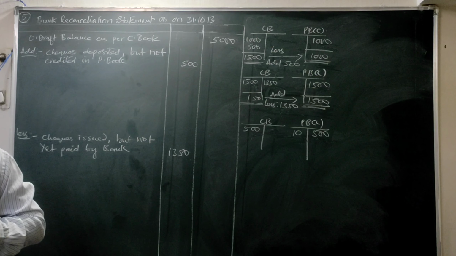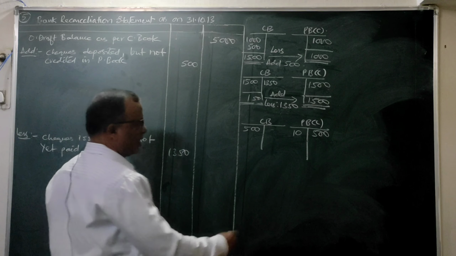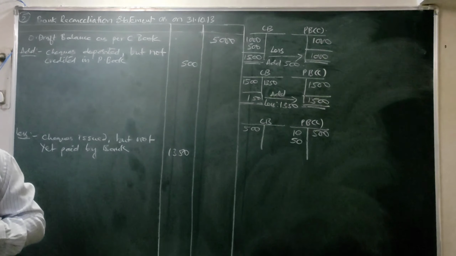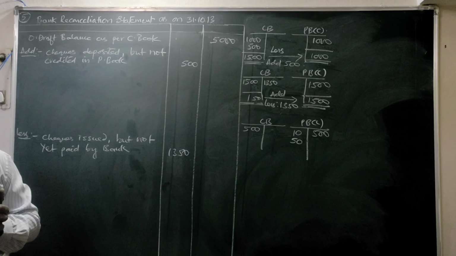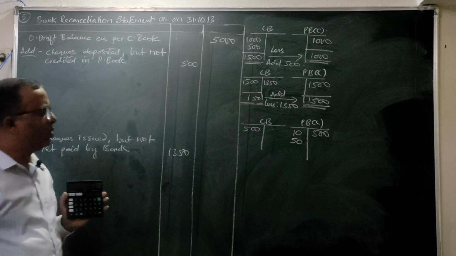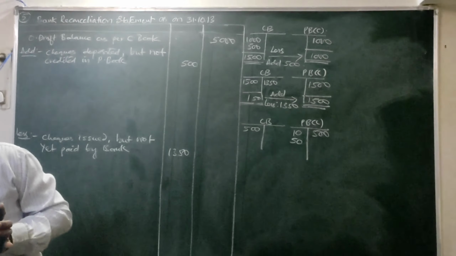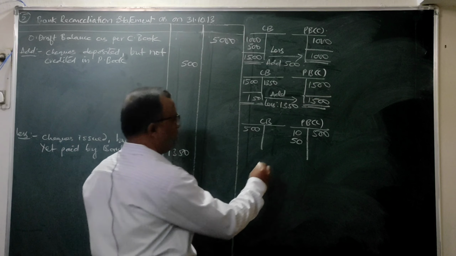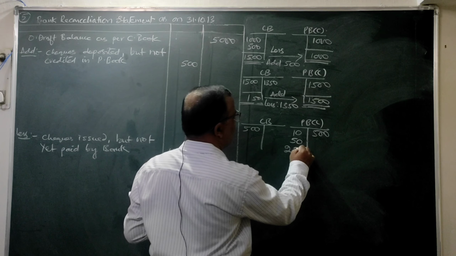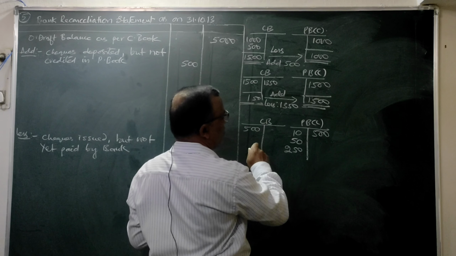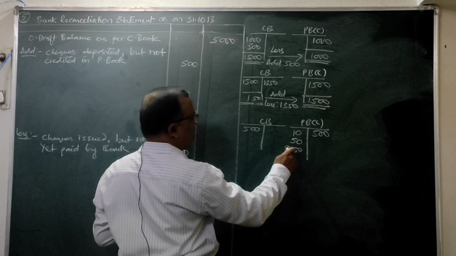Then similarly, 50 for interest on overdraft. It is also an expense, so it will also be debited here. And 250 for insurance premium as per merchant's instructions. Okay, for insurance premium, how much is being paid? 250. Insurance premium is an expense of the merchant which is paid by the banker on behalf of the businessman upon his particular instruction. So it will be debited here.